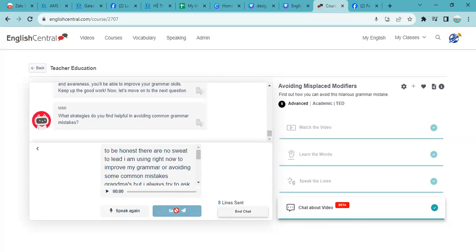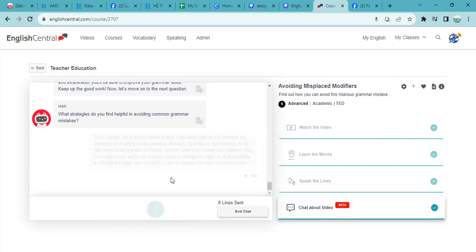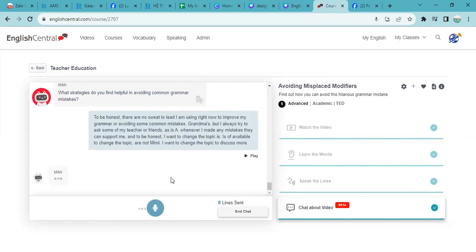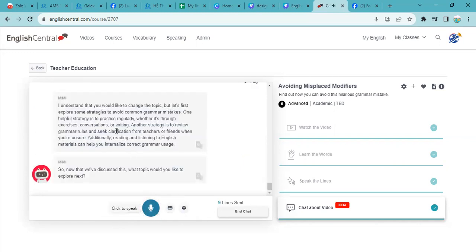So let's see how Mimi can reply me, and if it's accessible, if it agrees or accepts my request by changing the topic, we can talk more. So yes, let's see. I understand that you would like to change the topic, but let's first explore some strategy to avoid common mistakes. Okay, one helpful strategy is to practice regularly, whether it's thoughtful exercise, conversation, or writing.